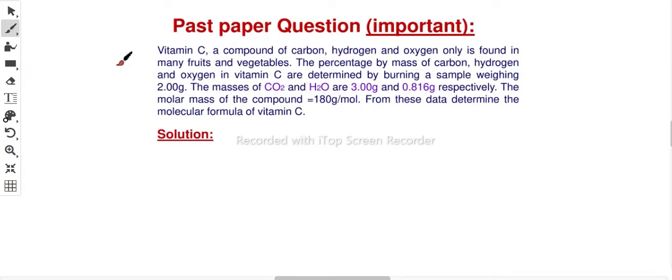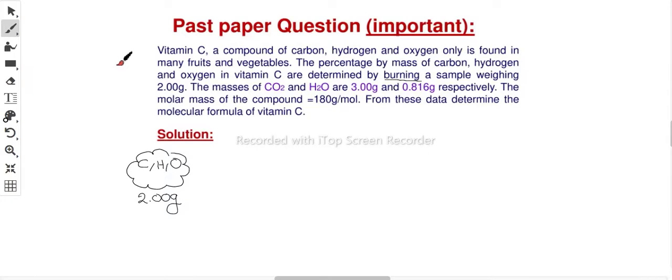We've got vitamin C, which is a compound of carbon, hydrogen, and oxygen only, which is found in many fruits and vegetables. So, I've got a sample, which is made of vitamin C. According to the question, it's made up of carbon, hydrogen, and oxygen. The percentage by mass of carbon, hydrogen, and oxygen in vitamin C are determined by burning a sample weighing 2 grams of vitamin C. So the mass of this sample is exactly 2 grams.